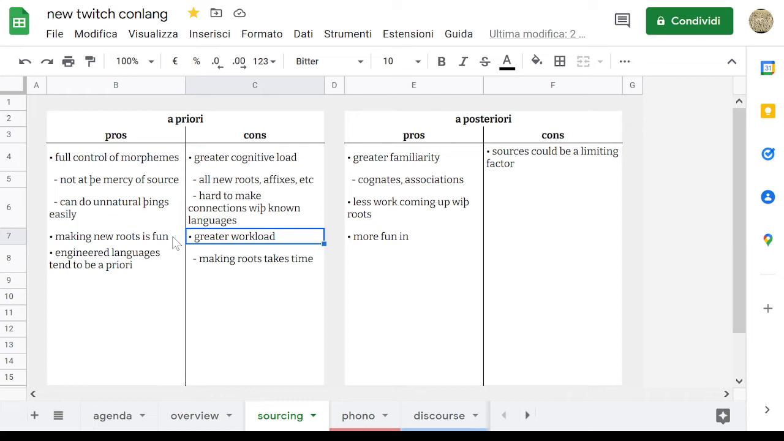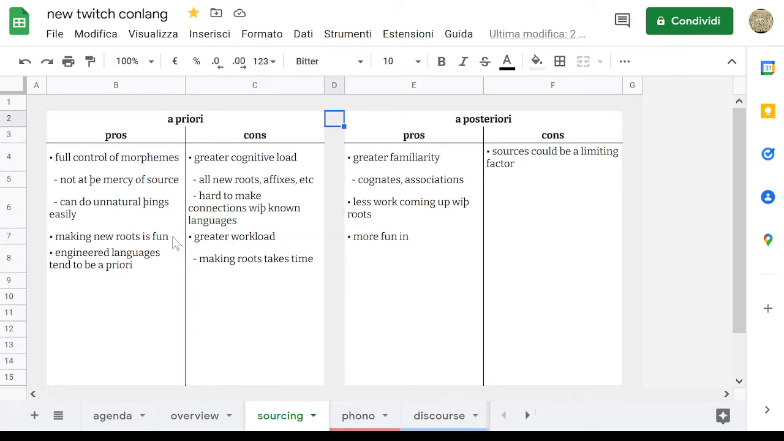And the other con is that it's more of a workload. So this is kind of the flip side of that. Making new roots is fun. Making new roots also takes some time, right? It takes time to think of, ooh, what do I want the root for person to be, and what derivatives do I want it to have.